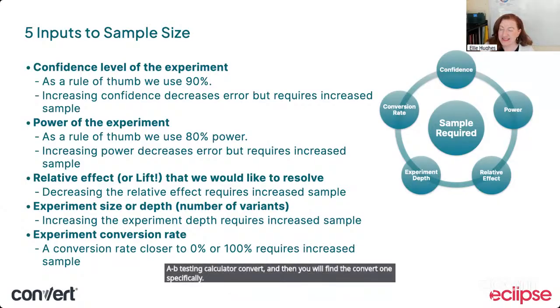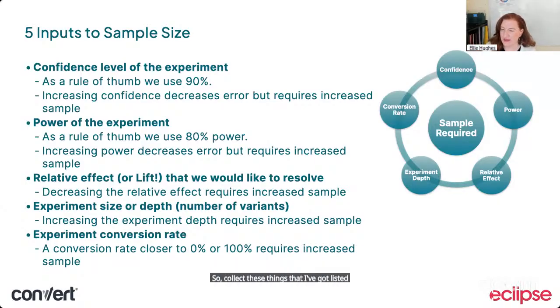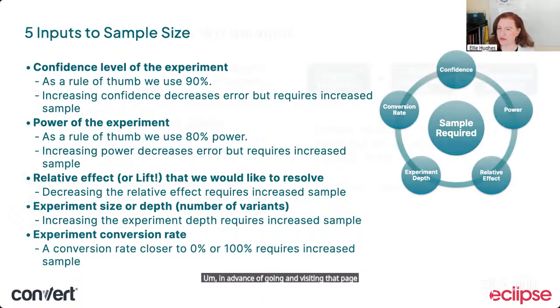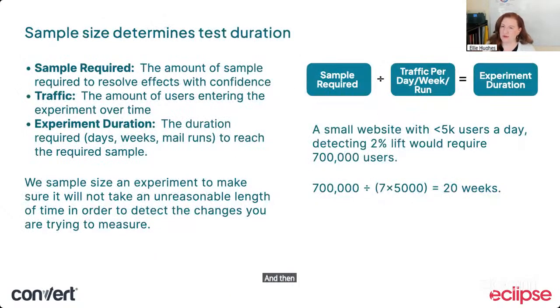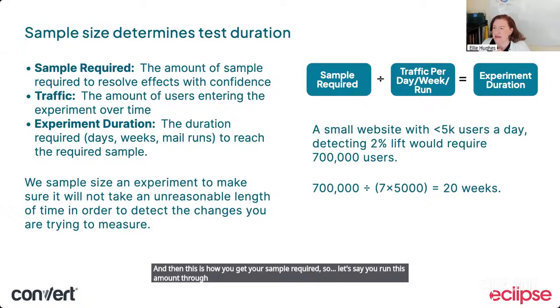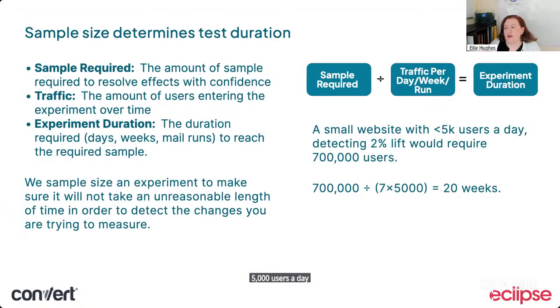So collect these things that I've got listed on the left that you'll need to know in advance of visiting that page, or once you've searched for it. And then this is how you get your sample required. So let's say you run this through the A/B testing calculator, and you know that you've got 5,000 unique visitors a day, and you want to detect a 2% lift. Let's say your base conversion rate is like 20% or something. 5,000 users a day, and you want to detect a 2% lift. So you need 700,000 users.